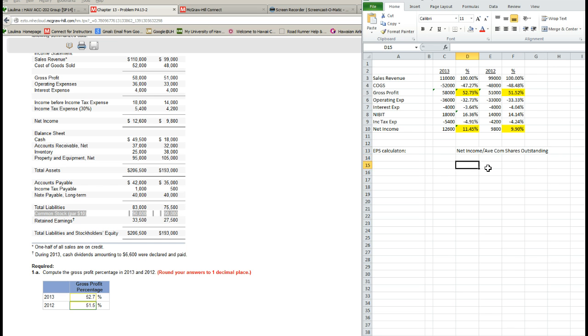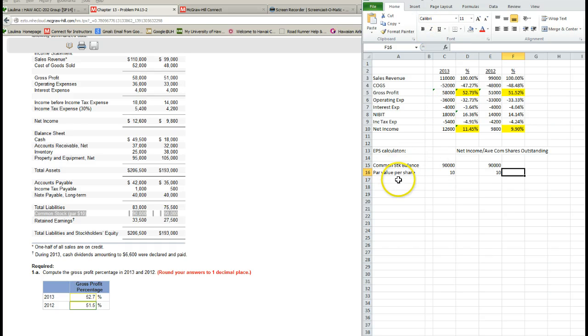Now, when we look at the common stock account balance for 2013, that balance is $90,000, and it also is $90,000 for 2012. And then we need to use the par value per share, and that amount is the same for both 2012 and 2013. That's $10.